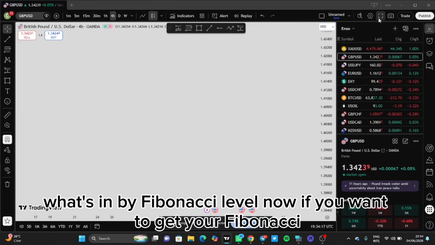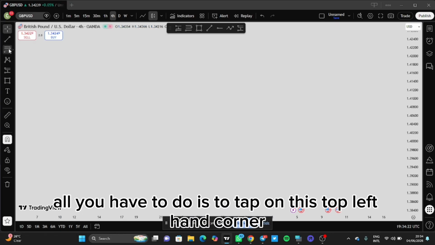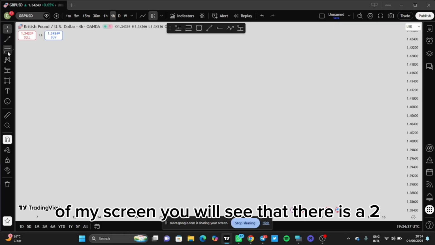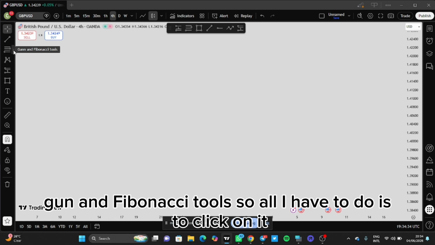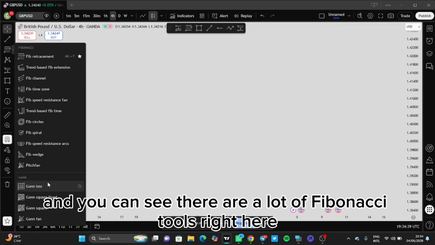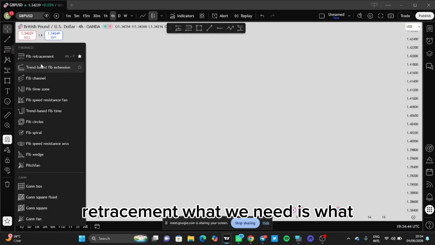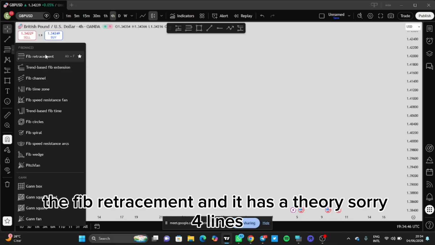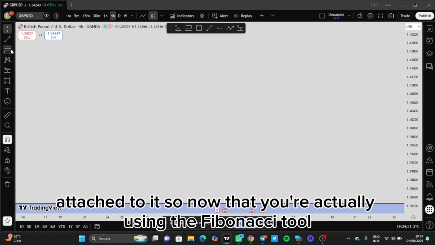Now, if you want to get your Fibonacci level, all you have to do is to tap on the top left hand corner of my screen. You will see that there is a tool known as Gann and Fibonacci tools. So all I have to do is to click on it, and you can see there are a lot of Fibonacci tools right here, but there's just one we need, which is the Fib retracement. It has 4 lines attached to it.